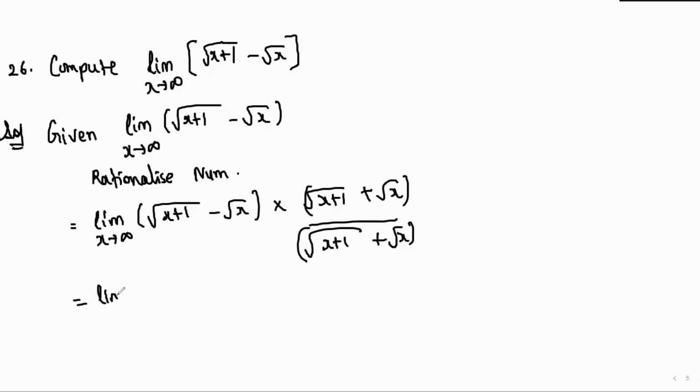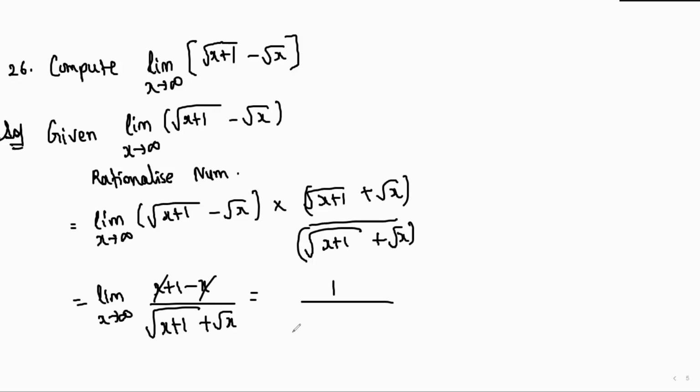Now the numerator is in the form (a plus b) into (a minus b). It can be written as a square minus b square. So x plus 1 minus x by root over x plus 1 plus root x. X minus x gets cancelled. Now if we directly substitute, we will get infinity. So we cannot do it like that.